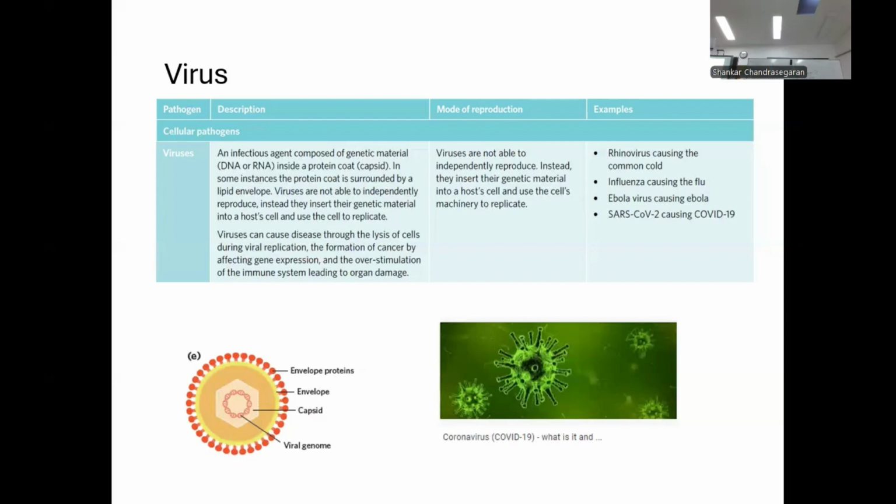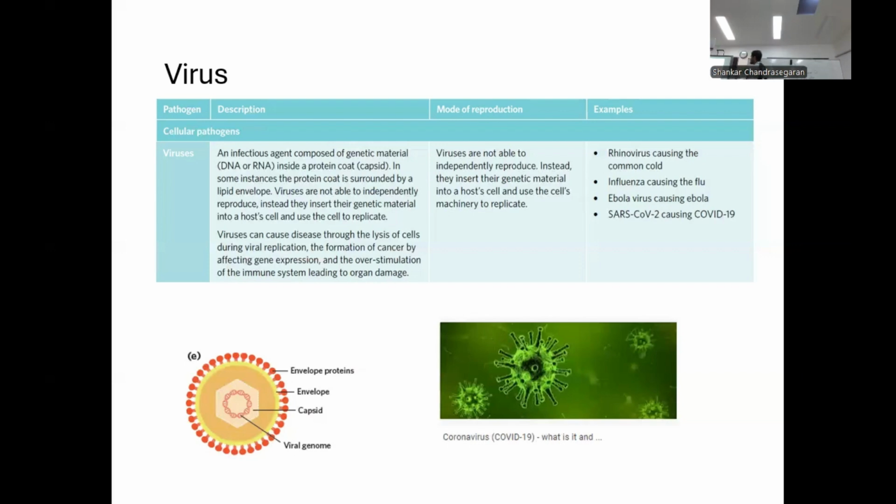They are also responsible for the formation of some cancers by affecting gene expression, and can lead to the overstimulation of the immune response that can then lead to organ damage. The most important reason viruses are not considered to be alive is that they are not able to independently reproduce, right? They have to insert their genetic material into their host cells, and then use the protein machinery within those cells to make more virus particles.